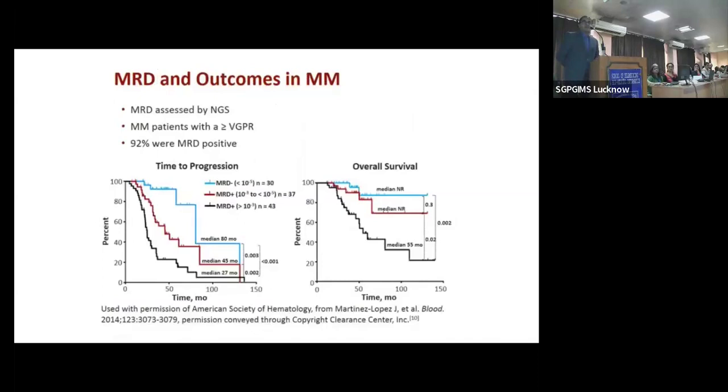They analyzed the MRD by NGS, and they have shown that the different MRD levels have a direct impact on the median survival, 80 months, 45 months, and 27 months, and they are all statistically significant, both for overall survival as well as the time to progression. Next.